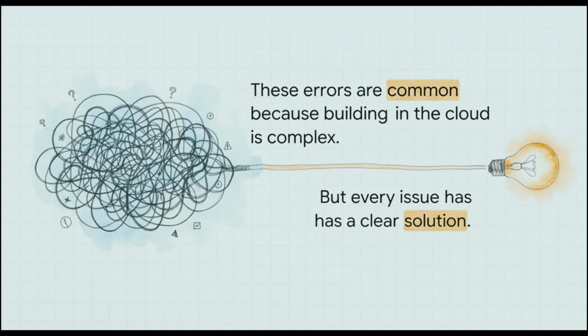And that's the most important thing to remember here. This isn't some unsolvable mystery. These errors are common for a reason. Building in the cloud is complex stuff. But every single one of these problems has a logical cause and, more importantly, a clear solution. The trick is just knowing how to find it.